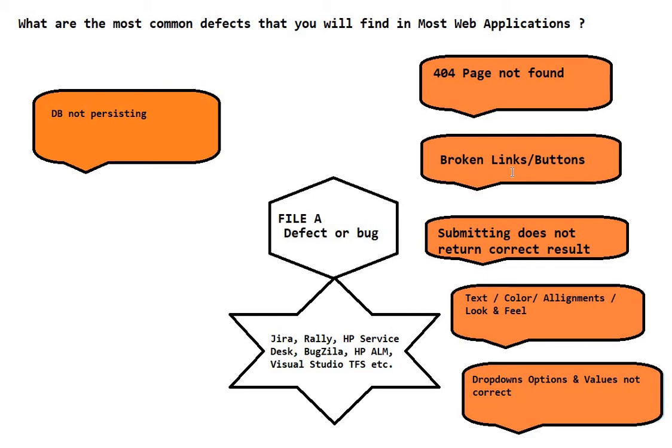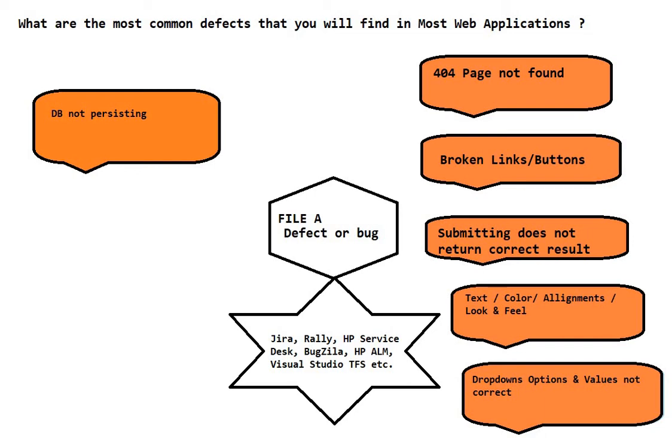There's another thing that you will see: broken links and buttons. This means there is a link on the page where you click, it should navigate somewhere, but it is not going anywhere. It does not do what it is expected to do. That means a broken link, and the same thing applies to buttons. There's a button, you are able to click it, or the button is disabled, and it does not do anything, right? That happens.